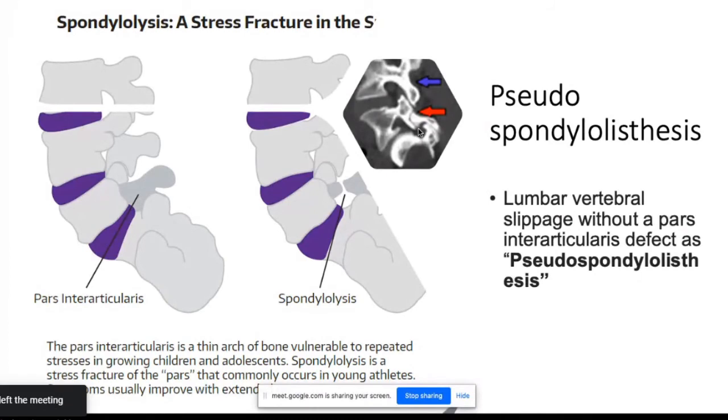You can compare with the first two pictures along with that X-ray image, where the pars interarticularis has a small crack, so we call it a fracture. If this fracture occurs because of osteoarthritis, it is called a stress fracture. And stress fracture of pars interarticularis without lumbar slippage, without pars interarticularis defect, then we call it a pseudo spondylolisthesis.